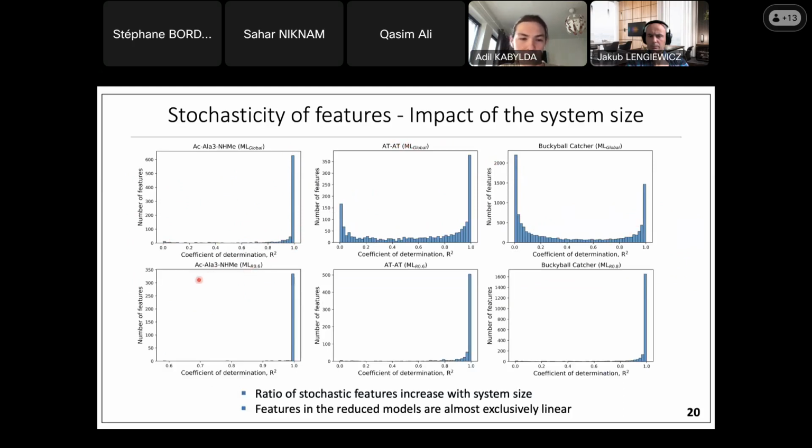And if we do the same for our reduced model, we can see that we basically remove this noise, and our model features in the reduced model are almost exclusively linear. And of course, it still has a tail because it's not a linear model. I mean, the dynamics of the molecule cannot be described as a sum of linear terms, and you cannot get rid of these stochastic features. But in any case, we remove most of them, and that was what also justifies why this works.